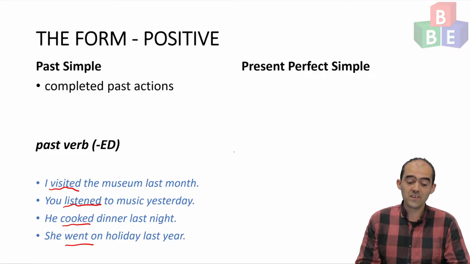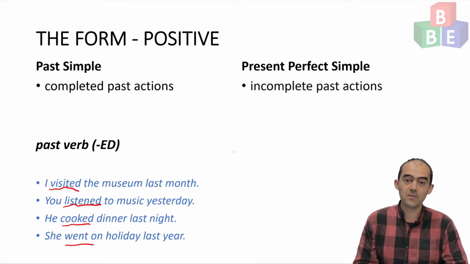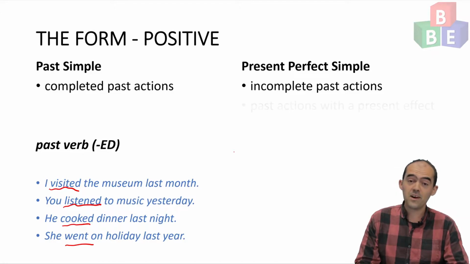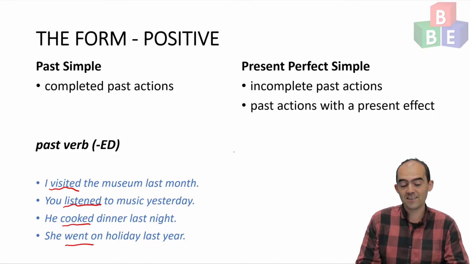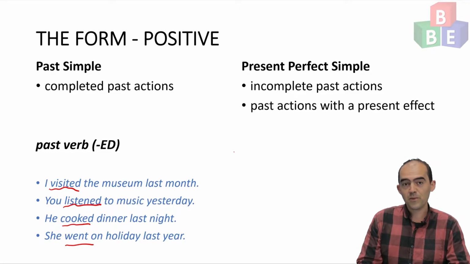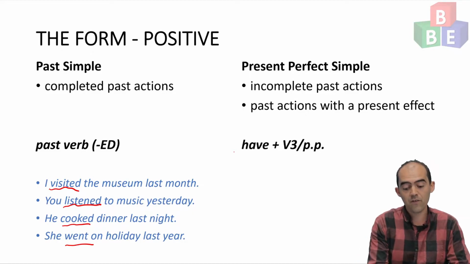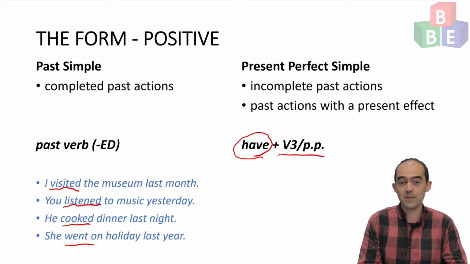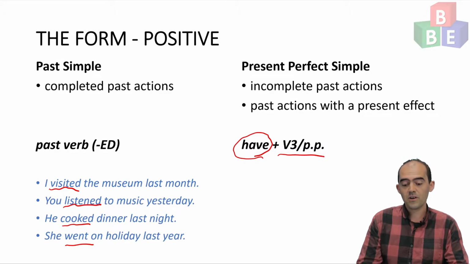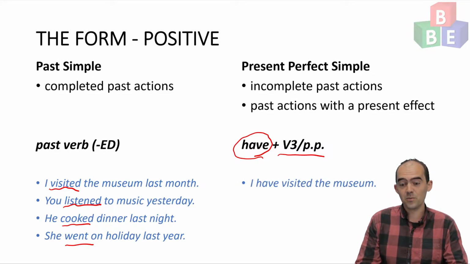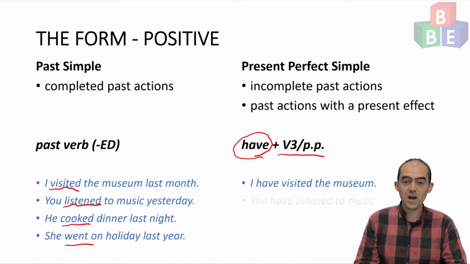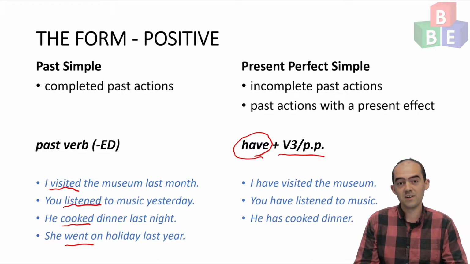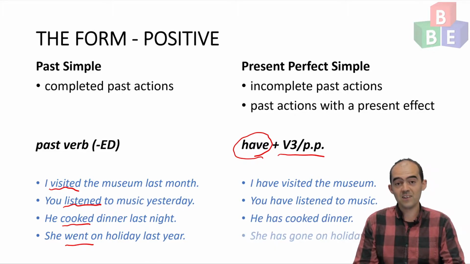We use the present perfect simple to talk about incomplete past actions or past actions with a present effect. It is formed by using the auxiliary verb have plus the verb 3, also known as the past participle or PP. So, I have visited the museum. You have listened to music. He has cooked dinner. She has gone on holiday.